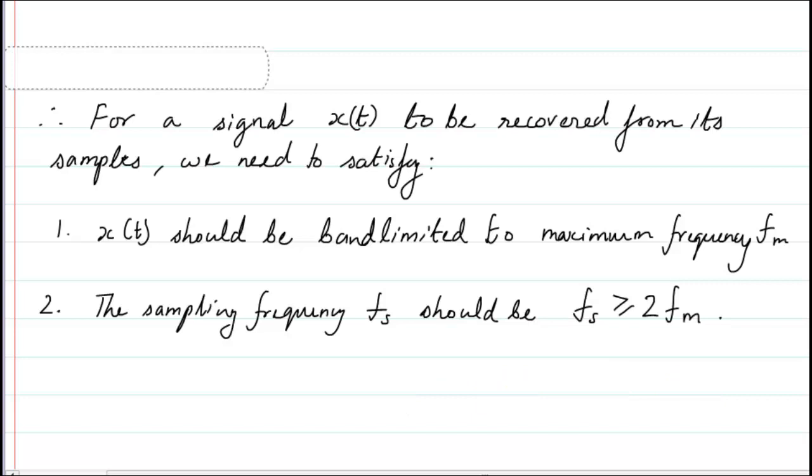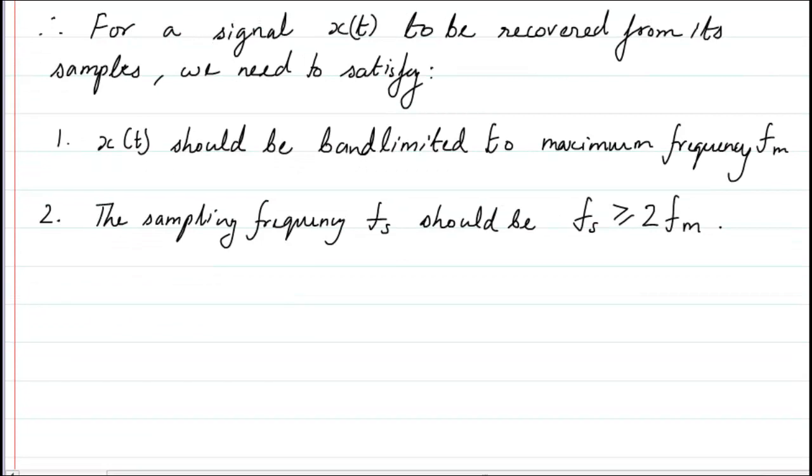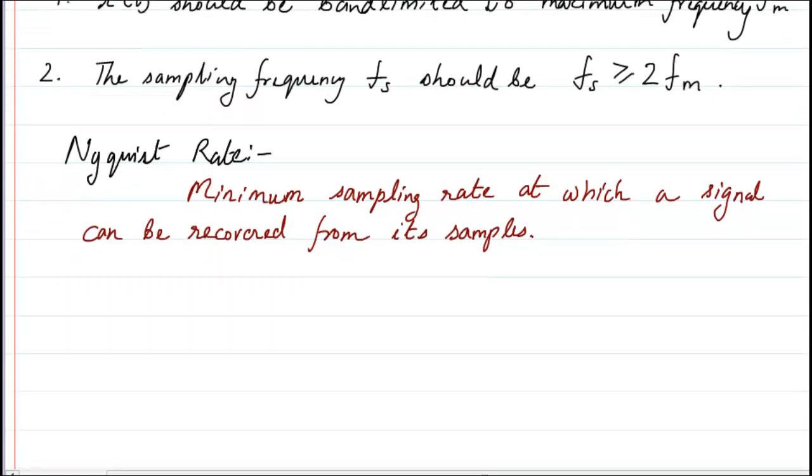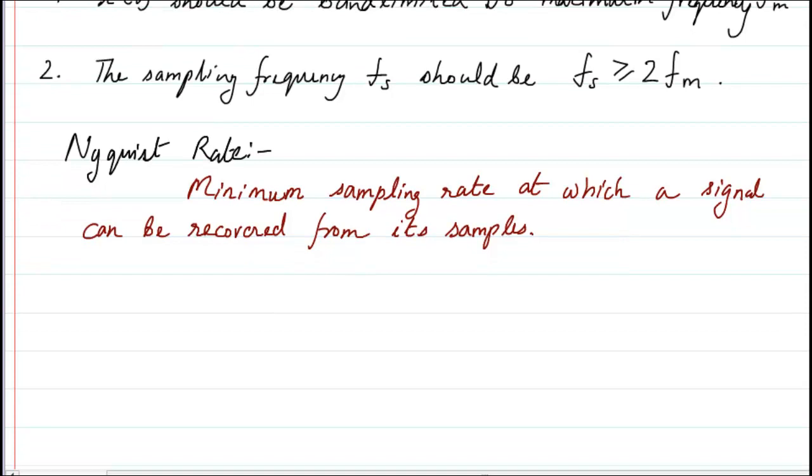Based on this, we will have two terminologies. One is called the Nyquist rate. The Nyquist rate is the minimum sampling rate at which a signal can be recovered from its samples, and that minimum rate is twice Fm. So I will write that the Nyquist rate is equal to twice Fm. Here I have not put greater than or equal to, I have used equal to because I am talking about the minimum sampling rate, isn't it?